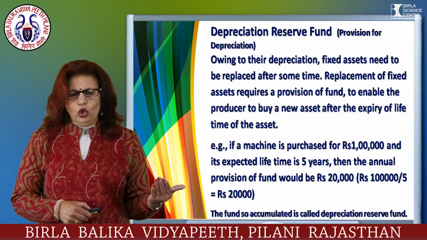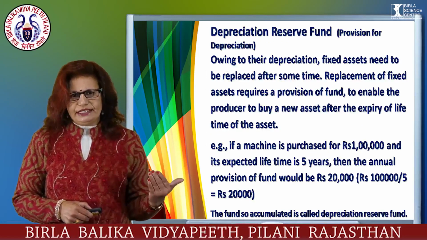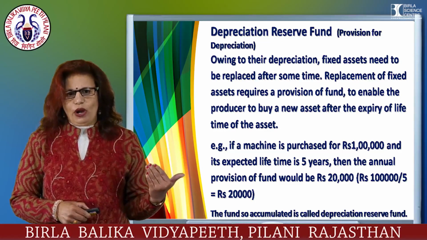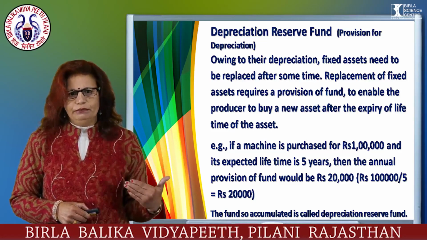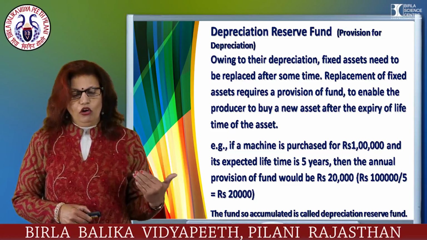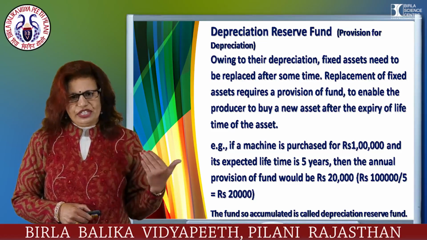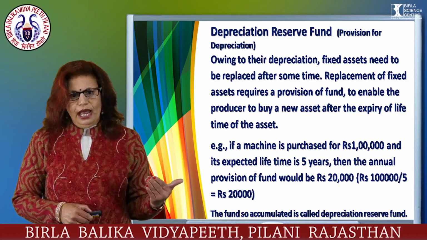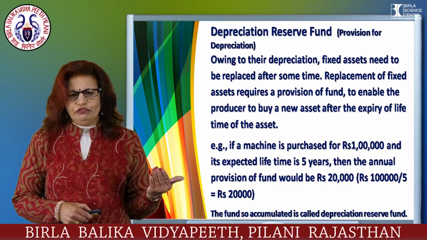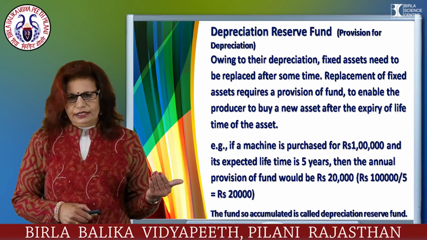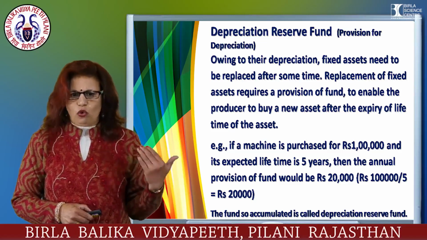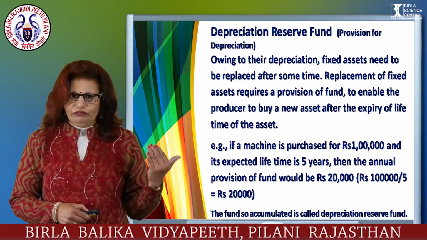Depreciation reserve fund. Owing to their depreciation, fixed assets need to be replaced after some time. Replacement of fixed assets requires a provision of funds to enable the producer to buy a new asset after the expiry of the lifetime of the asset. For example, if a machine is purchased for rupees 1 lakh and its expected lifetime is 5 years, then the annual provision of the fund would be 20,000, that is 1 lakh divided by 5. The fund so accumulated is called depreciation reserve fund.